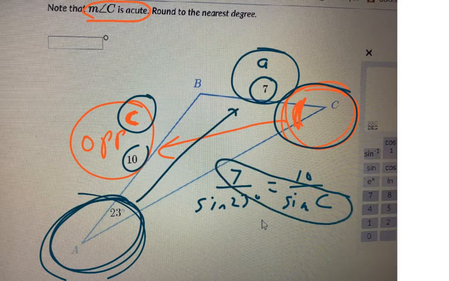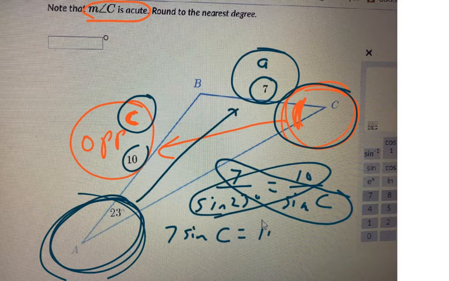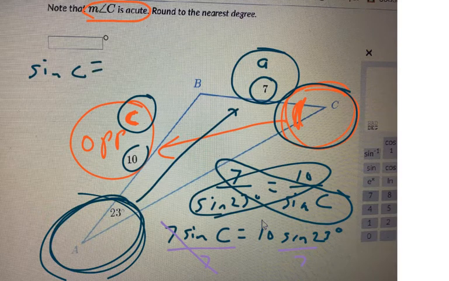I know if I do 7 times sine C, that's got to equal 10 times the sine of 23 degrees. And to find sine C, could I not just divide both sides by 7 like that? So I know sine C is going to equal whatever that is right there.